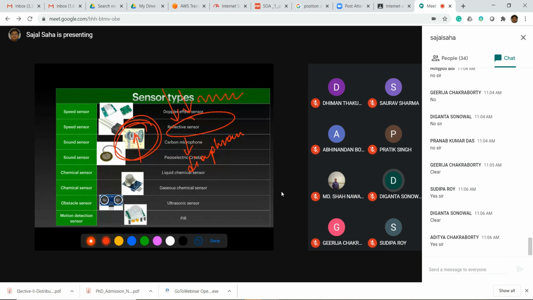Now this obstacle sensor or ultrasonic sensor that I have discussed over here is the same as the reflector sensor that I was discussing earlier on the last page. So it is the same as the reflector sensor.